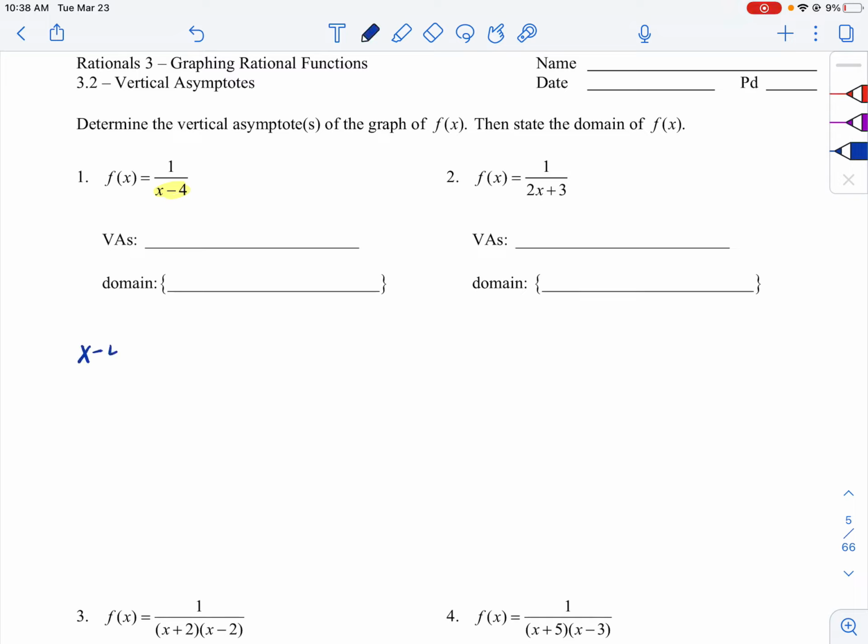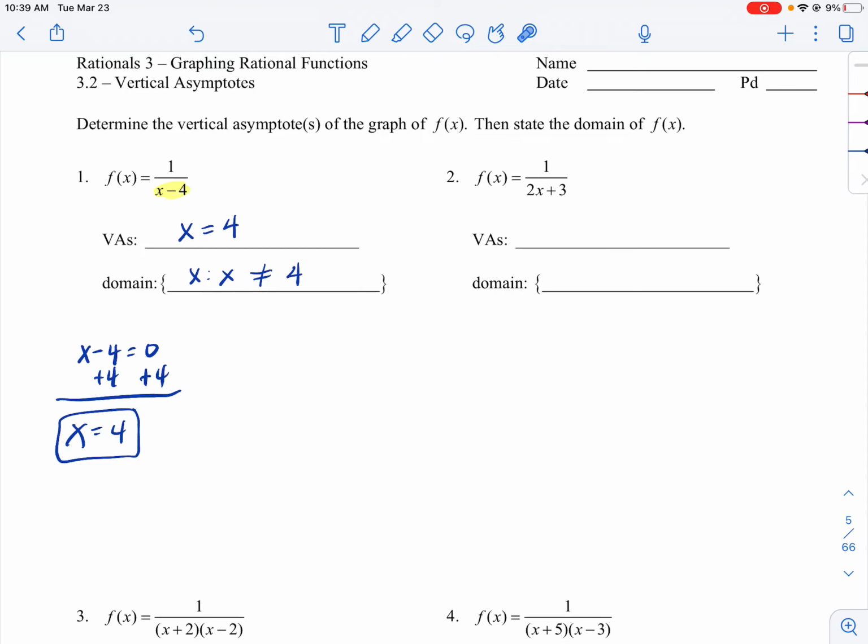I have x minus 4 equal to 0. Add 4 on both sides. I have x is equal to positive 4. So my vertical asymptote is x equals positive 4. And so my domain would be, I can use any positive number, any negative number. I can use a 0, but I cannot use a positive 4, because when I do, the whole entire bottom becomes a 0.